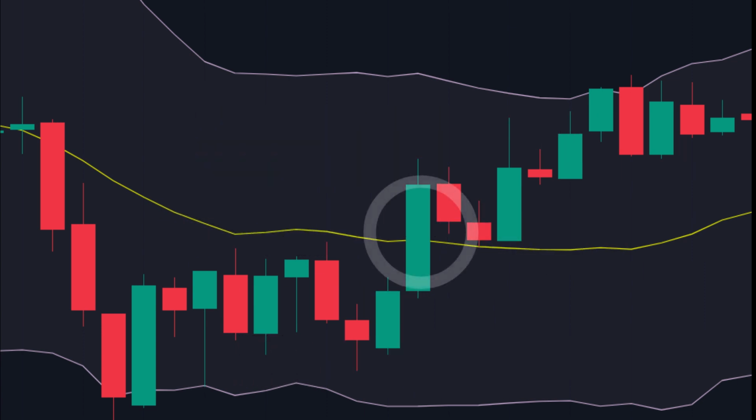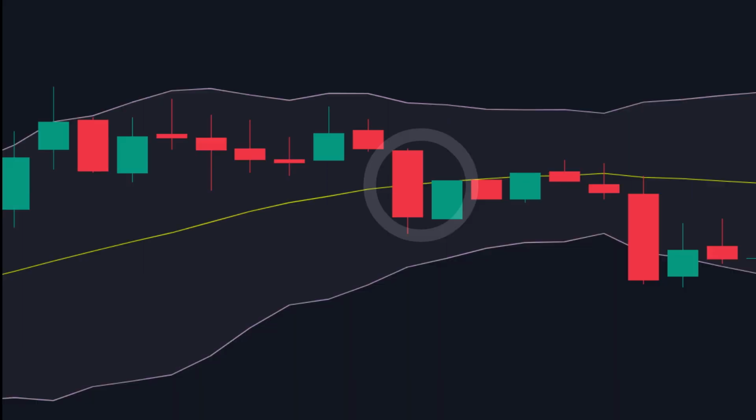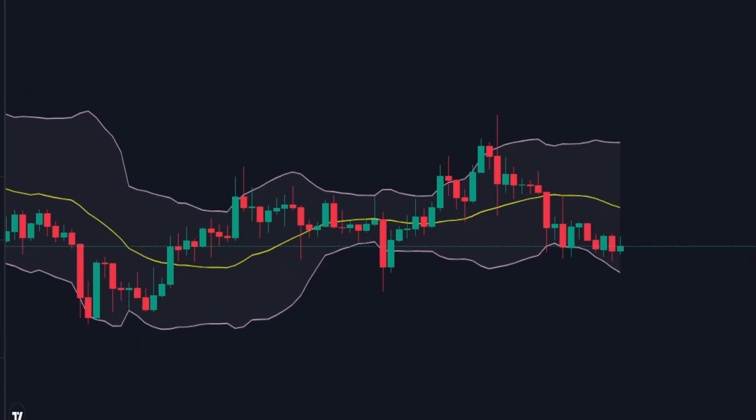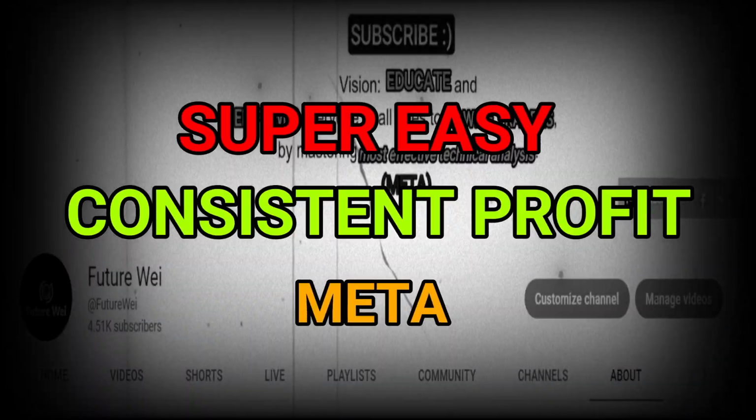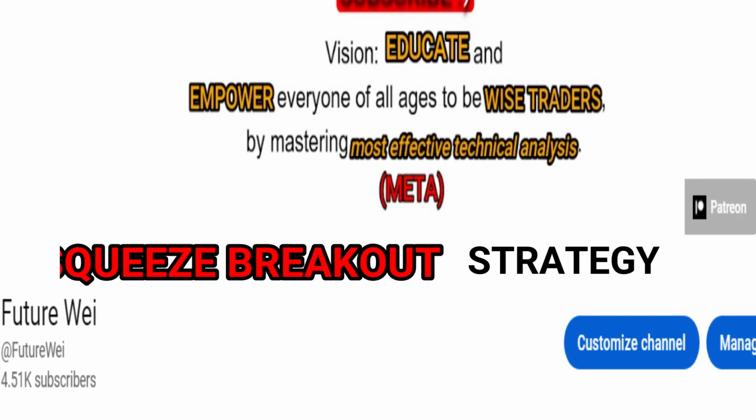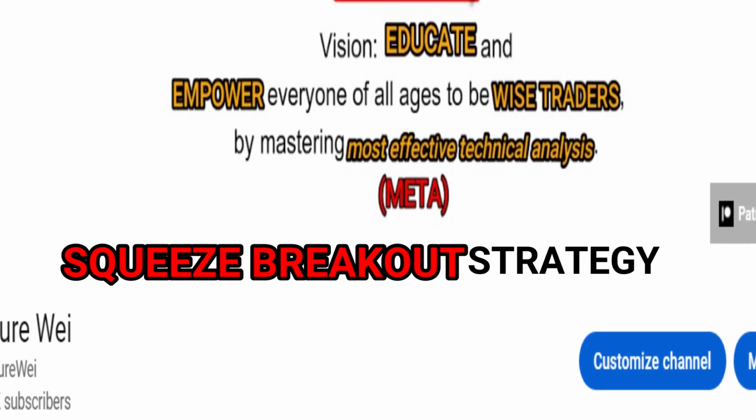If you place a buy order at the crossover of the middle band, which is the 20 period moving average, you will profit target at the upper band. In contrast, if you sell at the crossover of the middle band, you can take profit at the lower band. Now that you have understood the basics of BB, it is time for me to show you a super easy consistent profit method, which is called the squeeze breakout strategy.